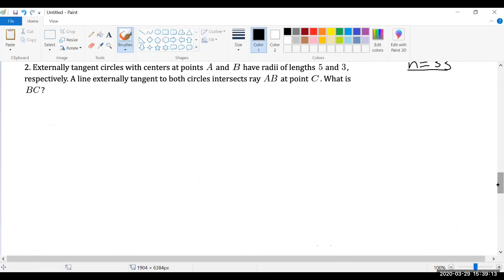Our second question for this is: externally tangent circles with centers at points A and B have radii of lengths 5 and 3, respectively. A line externally tangent to both circles intersects ray AB at point C. What is BC?